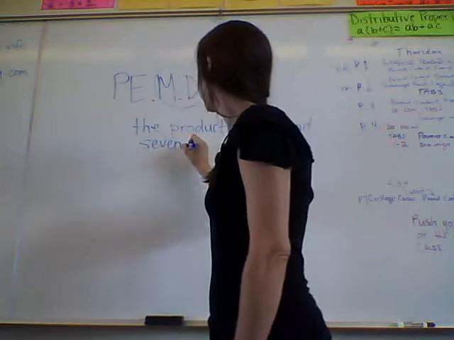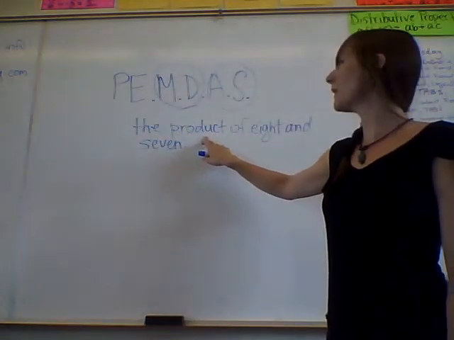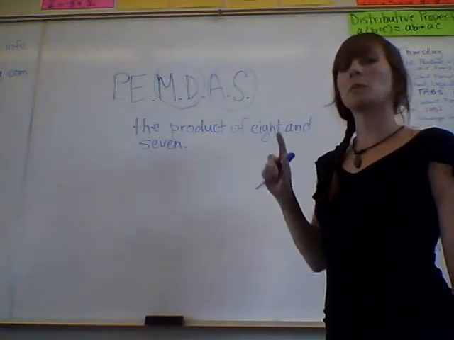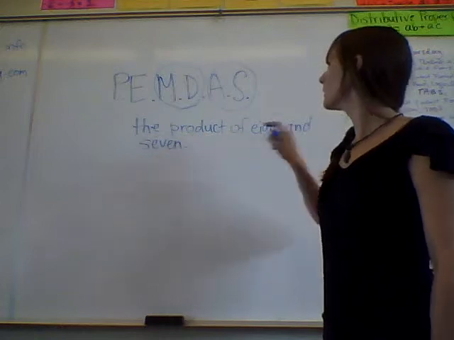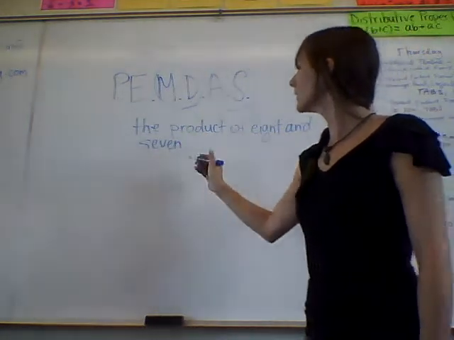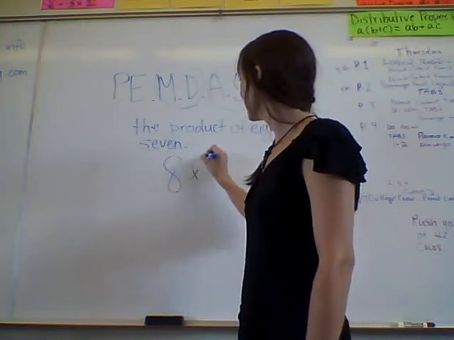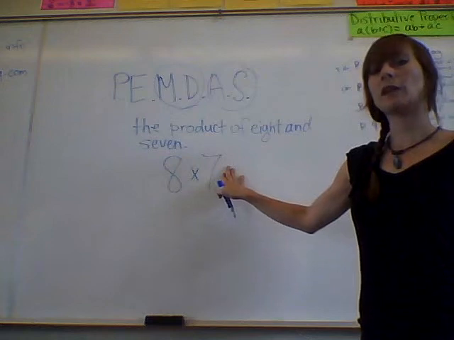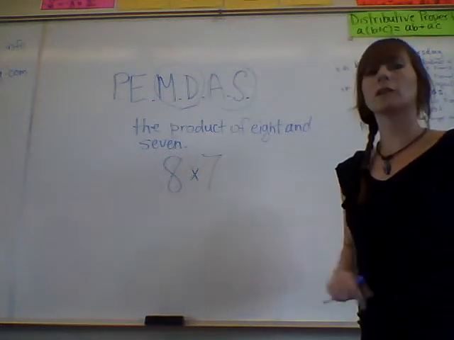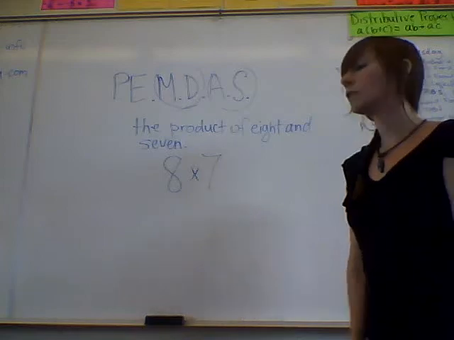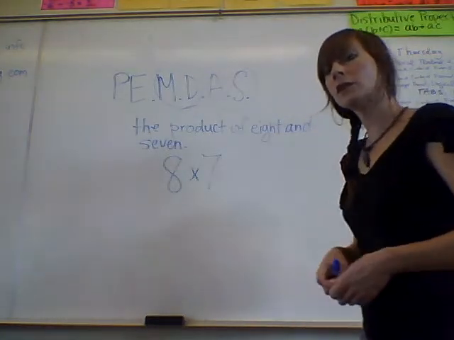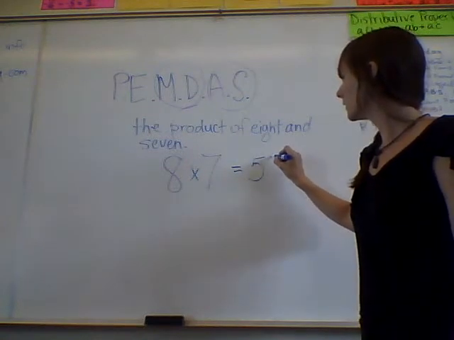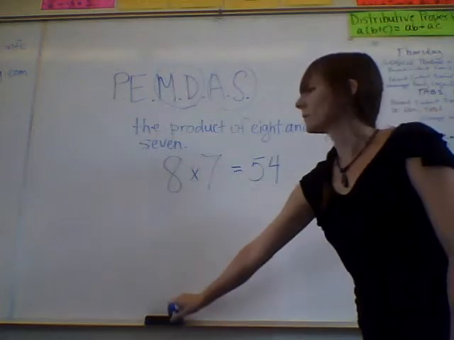7. Okay, product in math means multiplication. So that means multiplication is going to be your operation. The product of 8 and 7 is going to look like this: 8 times 7. That's how you'd write it. If you're not asked to evaluate the expression, you just leave it like this. 8 times 7. That would be your answer. If you were asked to also evaluate the expression, then you would actually answer it. 8 times 7 equals 54. Okay?